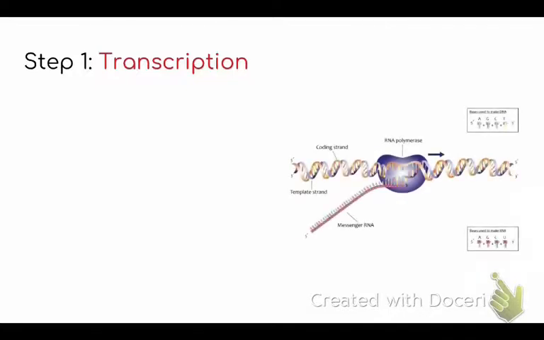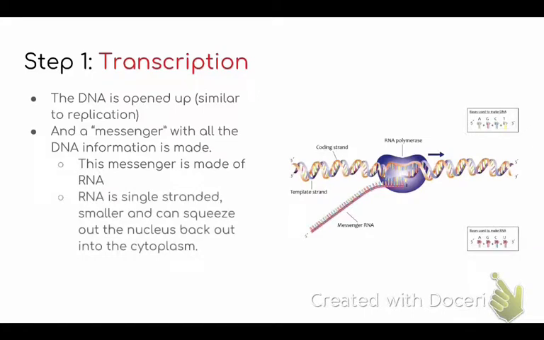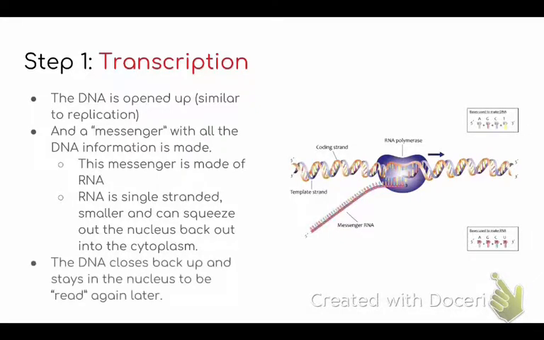So step one is transcription. Here's a picture of what transcription looks like. We already said it takes place in the nucleus. So what are the steps of transcription? The first step is that the DNA is opened up, very similar to replication. Okay, we open up that ladder and we form a messenger with all the information that's on the DNA. Okay, this messenger is made up of RNA. RNA is a single-stranded molecule. It's smaller and it can squeeze out of the nucleus back into the cytoplasm. So the DNA then closes back up and stays in the nucleus to be read again later.